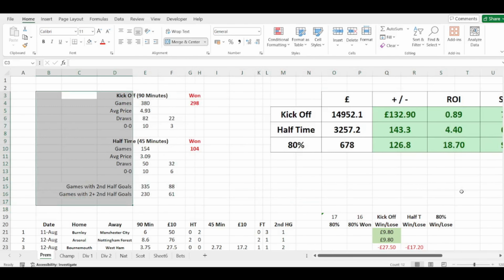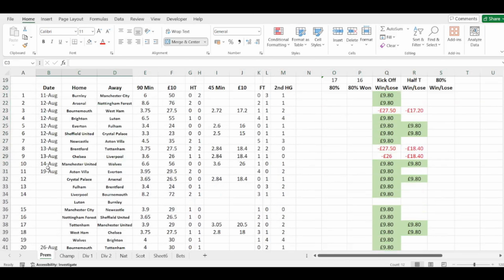Now, these are the final results, so we'll ignore them for now. What I did is I recorded, obviously, the date, the home side, the away side, the Betfair price at kickoff, what it would cost you if you was laying it to a £10 stake, the off-time score, the price, what it would have been if they're drawing at off-time, the full-time score, and how many goals there was in the second half. I recorded this in case I want to do something in the future for strategies and that.